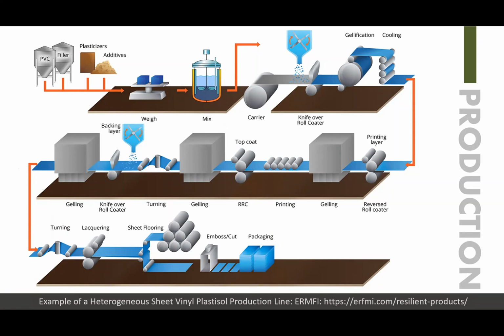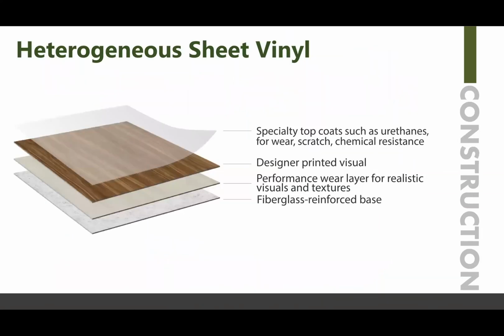And so heterogeneous can also be calendered, similar to homogeneous sheet vinyl, but this gives you an opportunity to see that there are multiple layers that come together that are put into the product, and you'll see that in the construction diagram. So there's a fiberglass reinforced base. In some heterogeneous products, there's also this performance layer that gives you the visual and the texture, the designer printed visual. This technology has done some great things for the vinyl industry because of being able to get these great high resolution digital printed visuals. And then a specialty top coat would go over that as well.